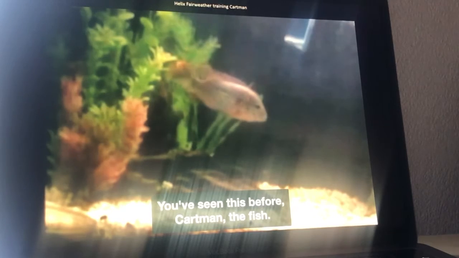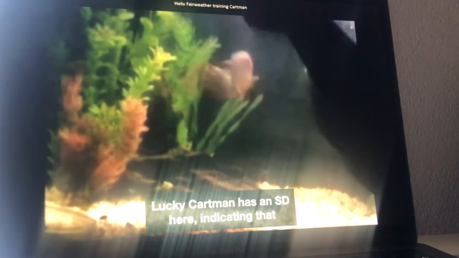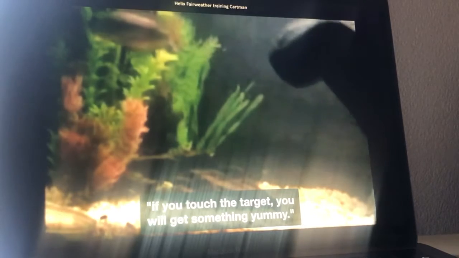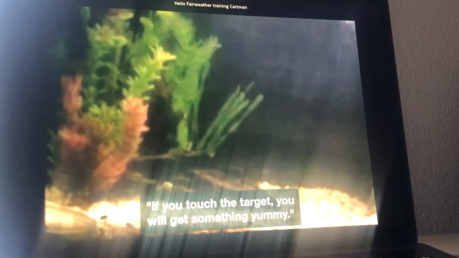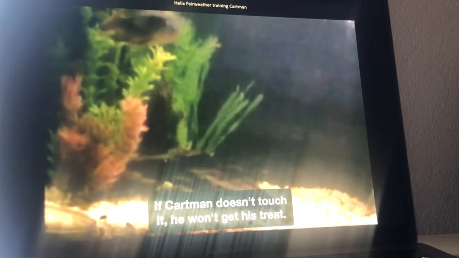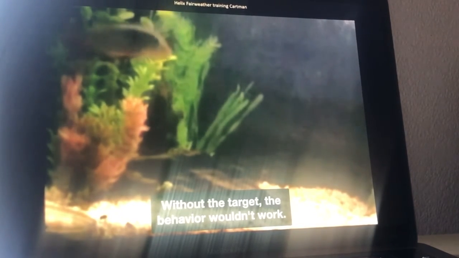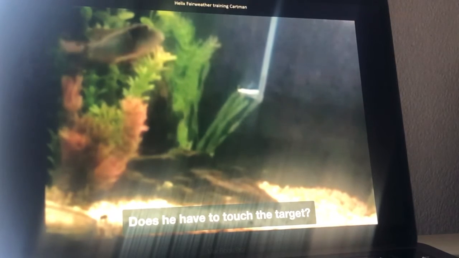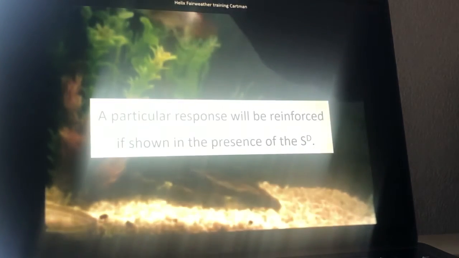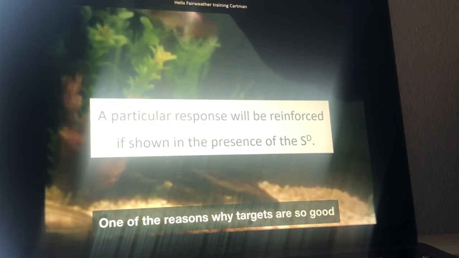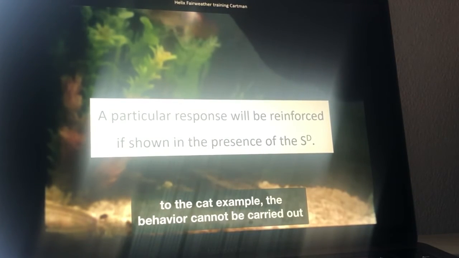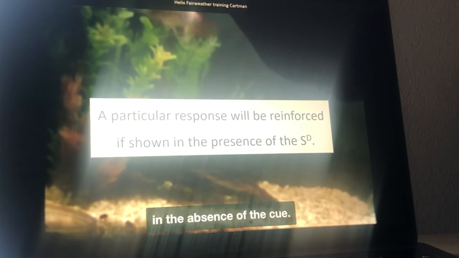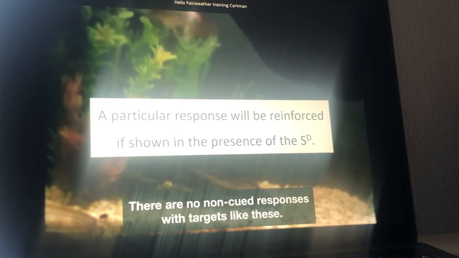You've seen this before. Cartman, the fish. Lucky Cartman, there's an SD here indicating that if you touch the target, you will get something yummy. If Cartman doesn't touch it, he won't get his treat. Without the target, the behavior wouldn't work. Does he have to touch the target? No. One of the reasons why targets are so good to start out with is that in contrast to the cat example, the behavior cannot be carried out in the absence of the cue. There are no non-cued responses with targets like these.